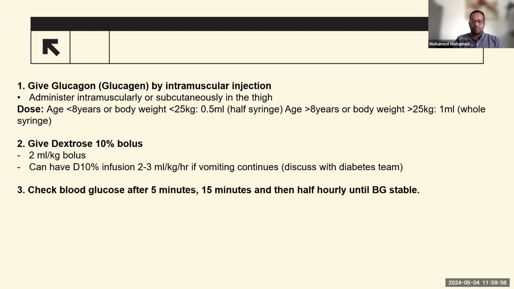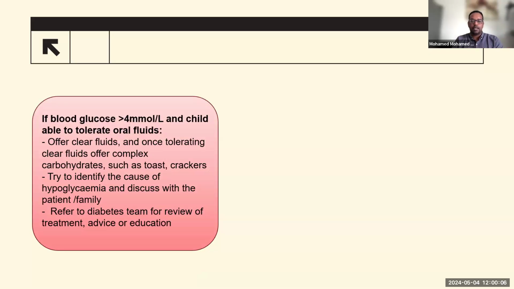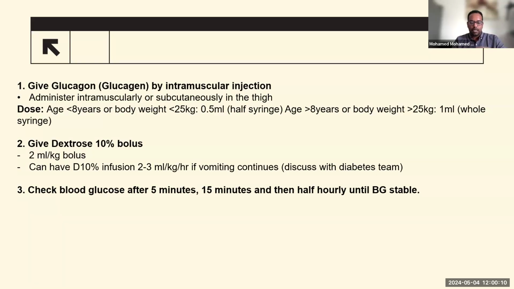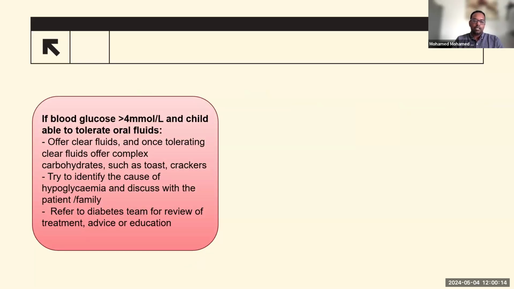Then check blood glucose at 5 minutes, 15 minutes, and half an hour until it's stable. Then you go back a step. If it has corrected with this treatment, glucagon and IV correction, and it's more than 4 millimoles and he can take oral fluids, just offer him clear fluids. And once this is done, give him a more complex meal to have.